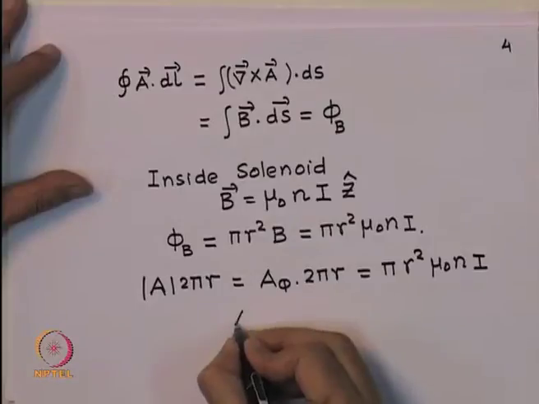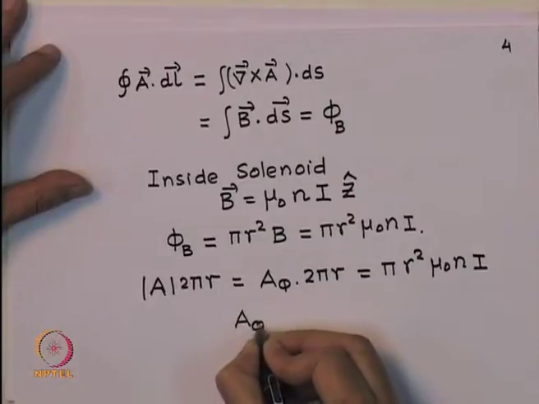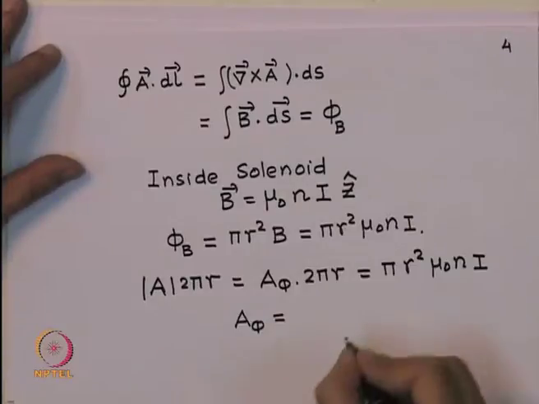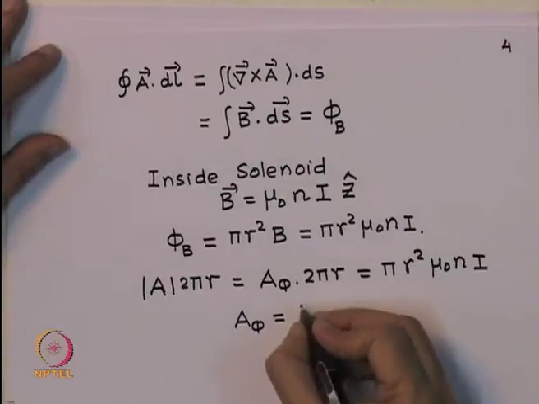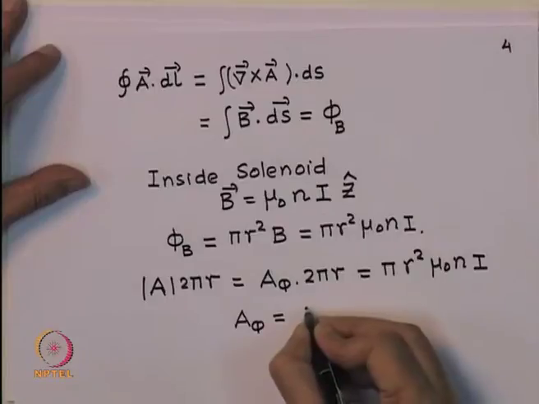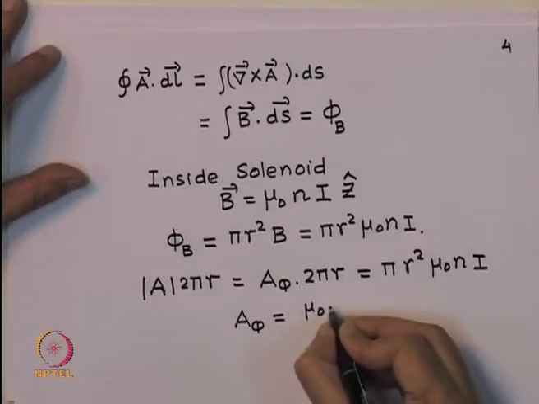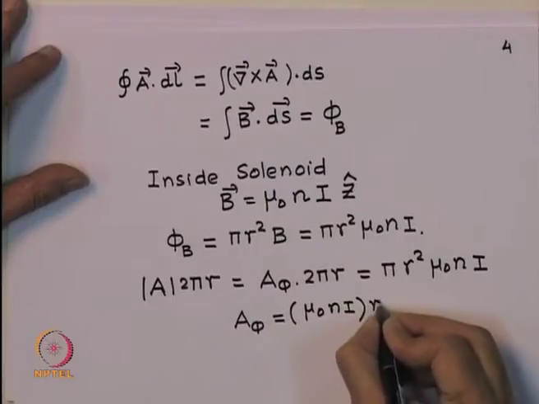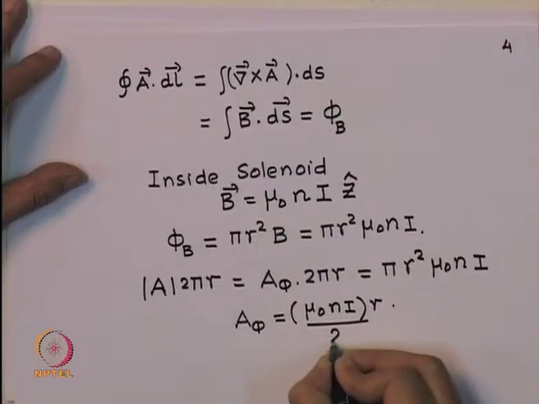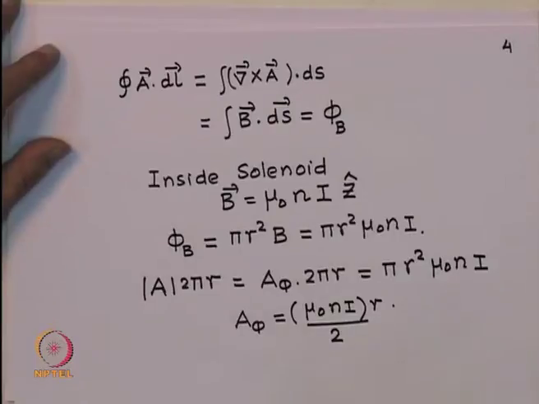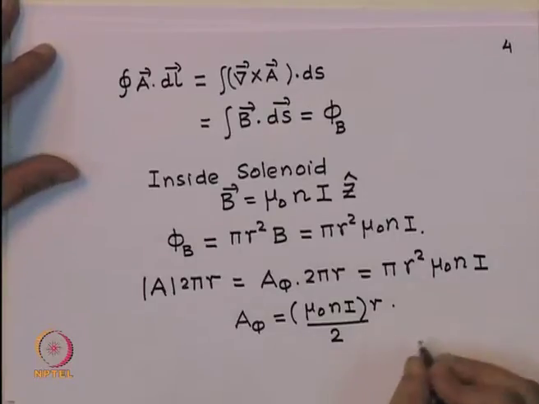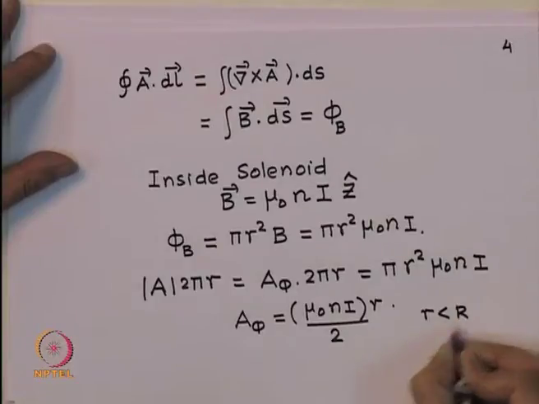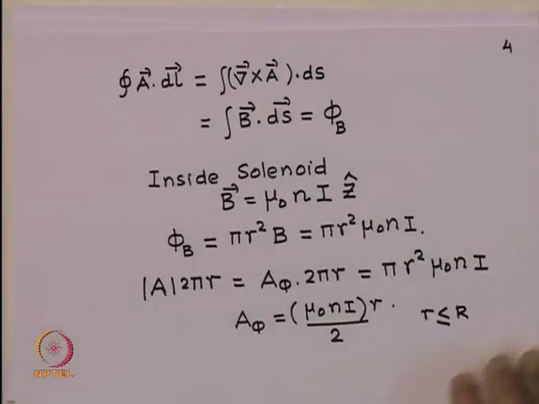This tells me that the vector potential, which has only the phi component, after cancelling out 2 pi, one of the r's and things like that, is mu 0 n I r divided by 2. This picture had that radius as s, but since I have used r, let me say this is for r less than or equal to R.